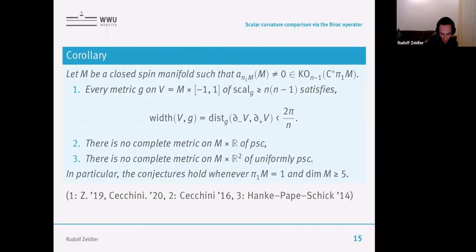So if you have a closed spin manifold such that this Rosenberg index is non-zero, then first of all, we can deduce that every metric on M cross the interval with this lower scalar curvature bound satisfies that the distance between the boundary components is at most 2 pi over n. And in fact, it must be a strict inequality here. I've claimed that this is a corollary of the theorem. And how do you do this?